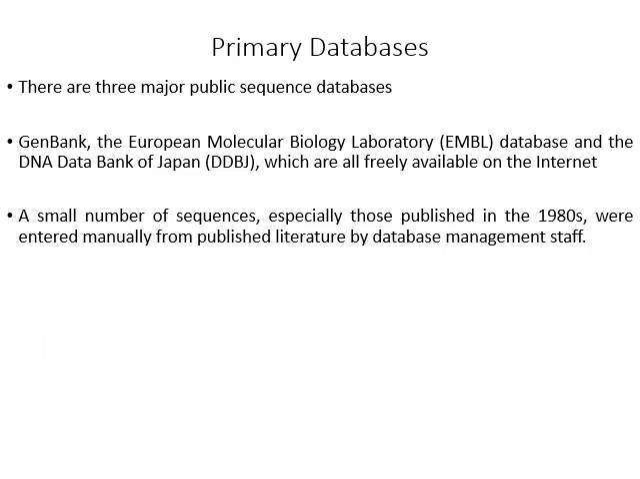So what are primary databases? As I mentioned, the primary databases contain raw sequence or structural data, and it is the original biological data which may be unprocessed. Now there are three major public sequence databases available, that is GenBank, the EMBL, European Molecular Biology Laboratory database, and the DNA Data Bank of Japan. These three are freely available on internet.